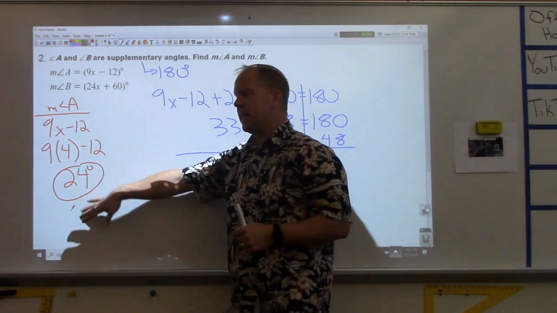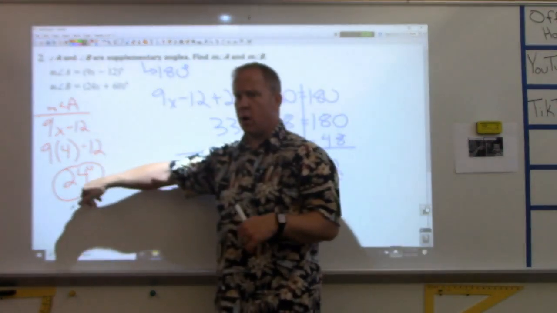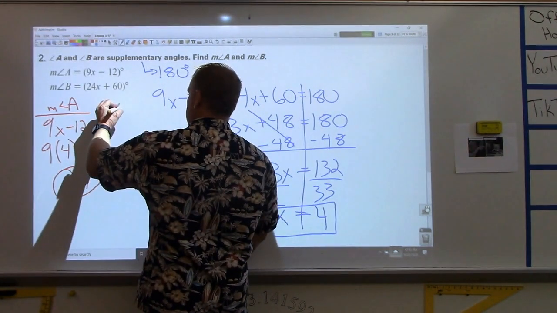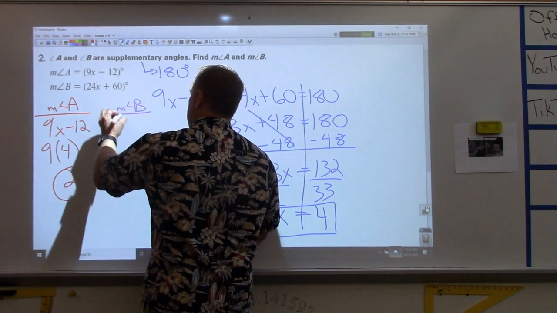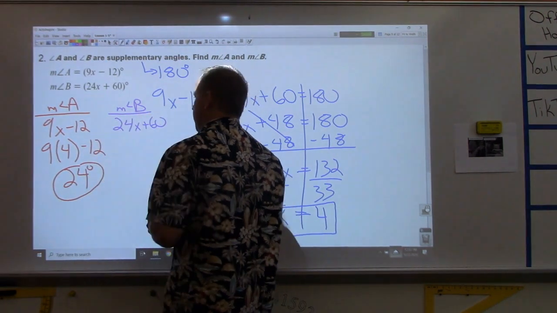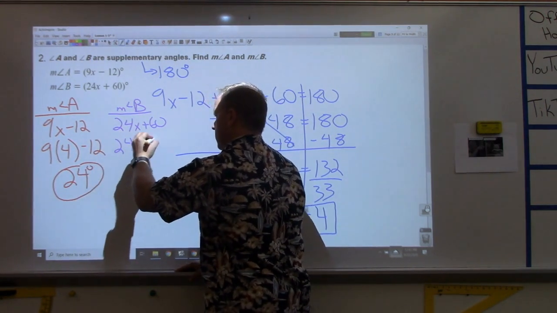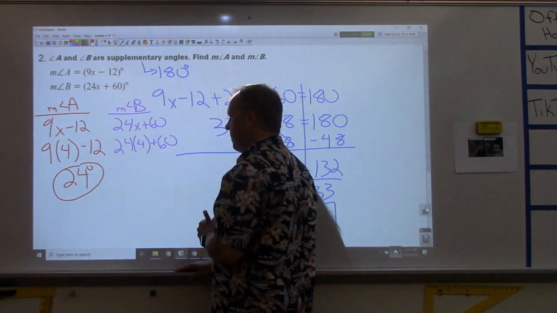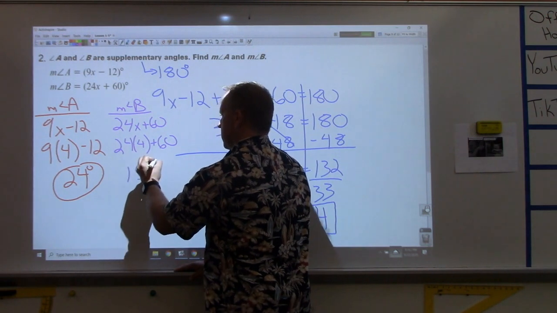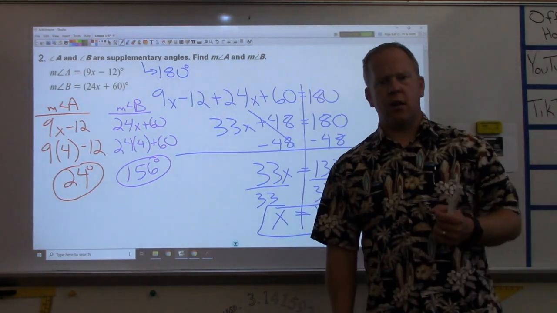Again, I could just take 180, subtract this, and get angle B. But if this is wrong, now I got angle A wrong, now my angle B is going to be wrong. I want to make sure I got everything right. I want to get an A on my test. Angle B was 24x plus 60. Substitute in the 4. 24 times 4 plus 60, and you get 156. So again, your two answers should be 24 degrees and 156 degrees.